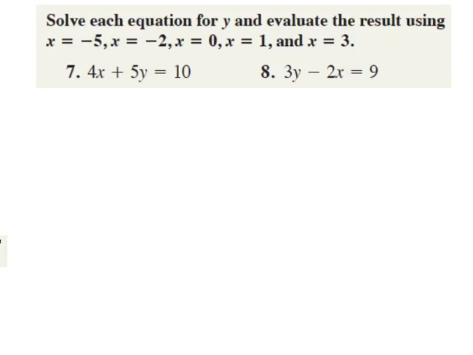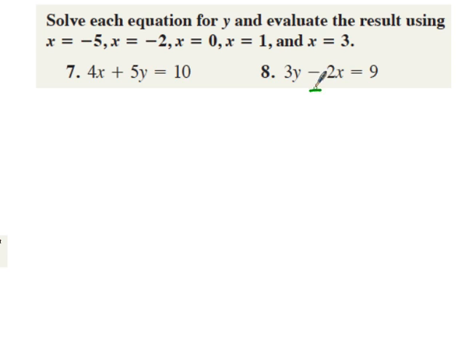First, everything we're going to see tonight. We're going to solve each equation for y and evaluate the result using these 5 different inputs for x. So solving for y, we're just going to shift things over to that y equals mx plus b. It's our basic algebra stuff we're doing.